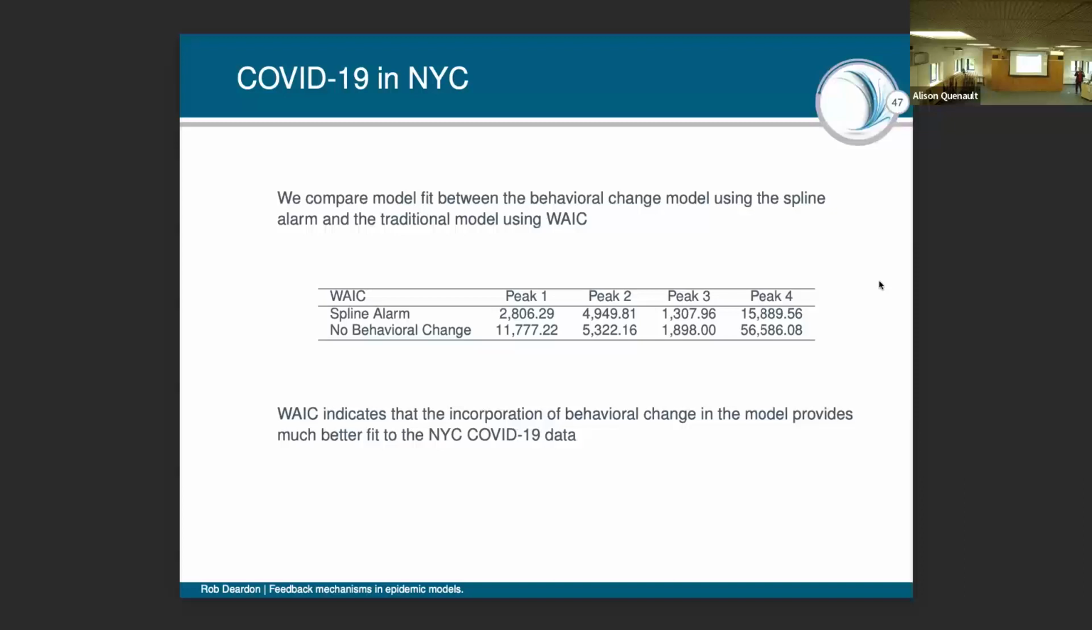You can, of course, fit a whole bunch of these models with different alarm functions and test for how well they fit using the DIC, or here we use the WAIC, essentially because that's the default that Nimble uses. Here I'm just showing you the results for fitting the SIR model with no behavioural change and our spline alarm. And you can see in each case, the lower number is the preferred model. There's substantial evidence that the behavioural change model fits better, as you would expect.